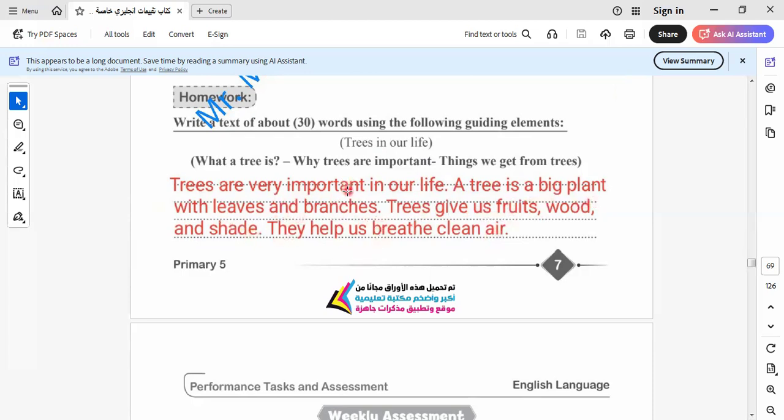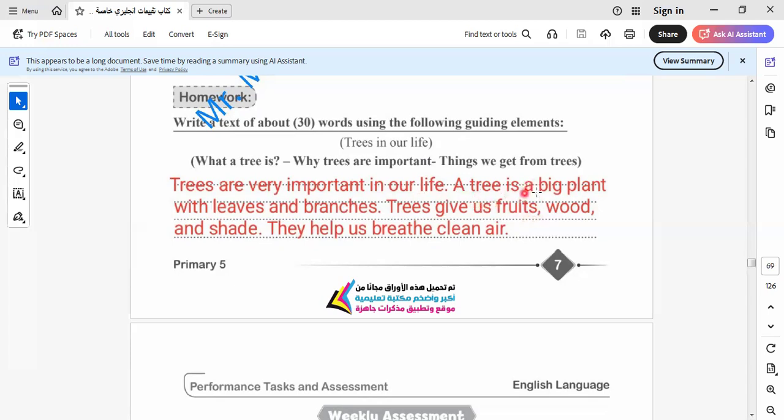So here I describe the tree, and then I give you details about it. I will give you that later. I will make a video about how to write a paragraph and the steps of the paragraph: topic, support, concluding. And I will collect all the paragraphs that will be in your exam after I end this video.